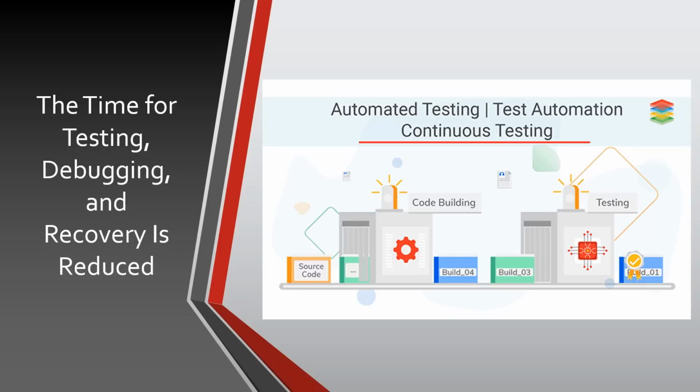So let's talk about how it provides advantages over traditional development. In the phases, the time for testing, debugging and recovery is reduced. That is, debugging the code once the developer has done his work, and recovery in case it fails in deployment. So DevOps decreases the code writing effort.